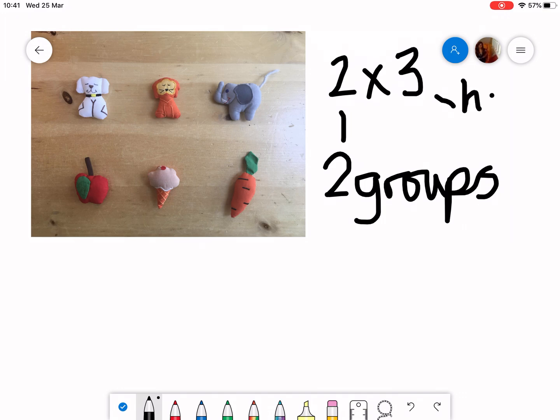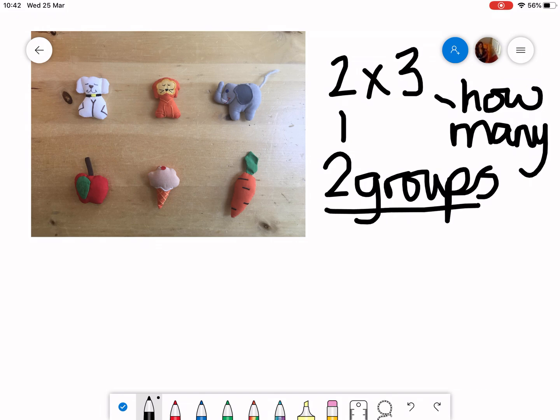So how many we have in each group. Sorry for my dodgy handwriting on my screen. So to make my array, what I did was I made 2 groups of 3, because I know that I have 3 in each group. So let's circle them so we can see our groups.